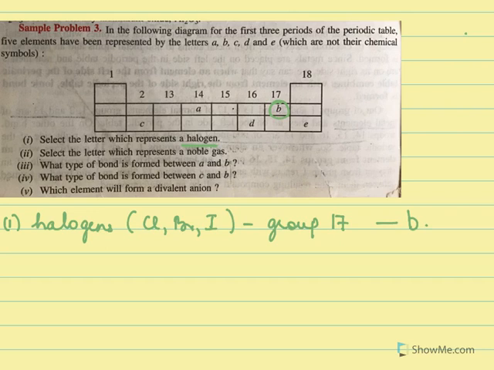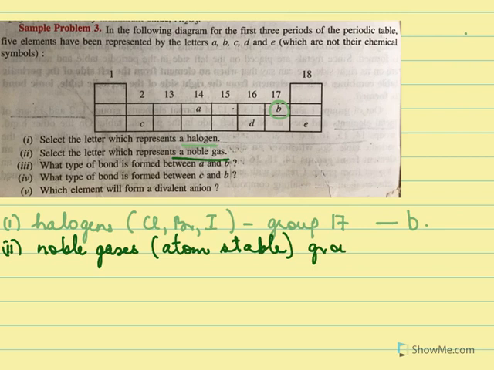The next question. Select the element which represents a noble gas. Now noble gases are atoms which are stable, and they all belong to group 18. Group 18 are noble gases, and here we see E is in group 18. So E is a noble gas.